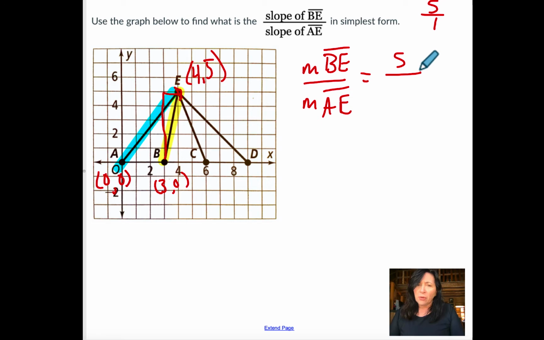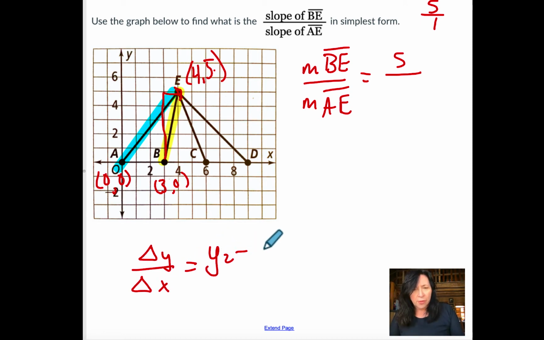Another option is to subtract your y's over subtract your x's. So slope, remember, is the change in y over the change in x. So subtracting your y's is a formula: y2 minus y1 over x2 minus x1. And so that would give me 5 minus 0.